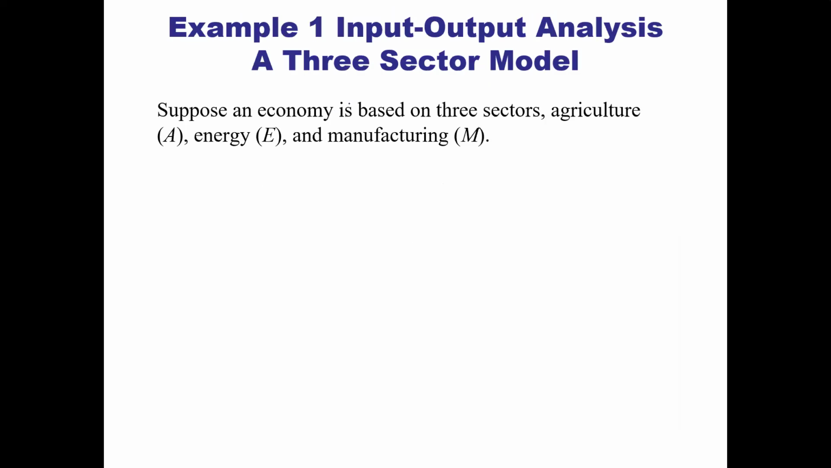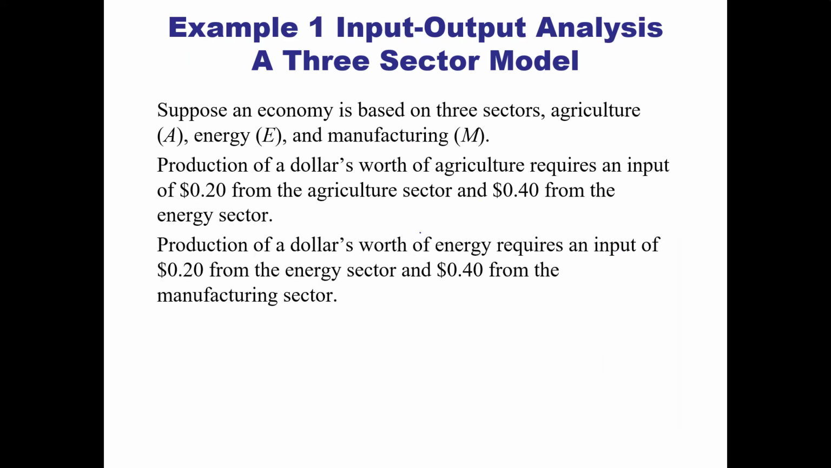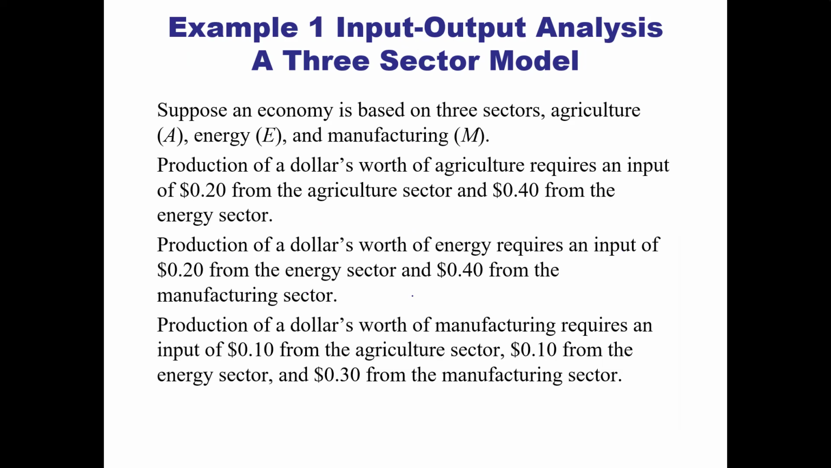All right, so let's do a three-sector model. Before, we were talking about two-sector in our introduction. Now we're going to do one with ag, energy, and manufacturing. It says a production of $1 worth of ag requires an input of 20 cents from the ag sector and 40 cents from the energy sector. Energy requires 20 cents from energy and 40 cents from manufacturing, and manufacturing requires 10 from ag, 10 from energy, and 30 from manufacturing.